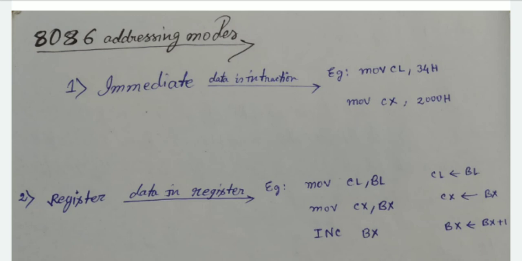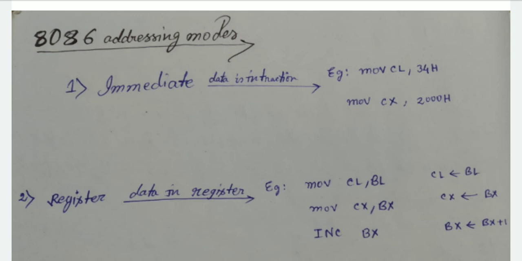Let's start. The first one is immediate addressing mode. That means the data is in the instruction. Let's take an example: MOV CL, 34 hex. That means the CL register gets the data 34. Move into the CL register the value 34. Not the contents of location 34, but the value 34. CL is an 8-bit register, so it gets 8-bit data. Similarly, MOV CX, 2000 hex. CX is a 16-bit register, so it can get 16-bit data.